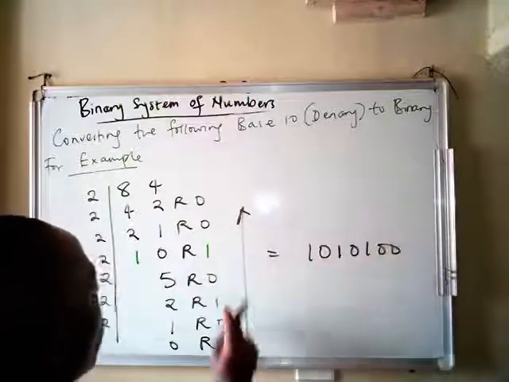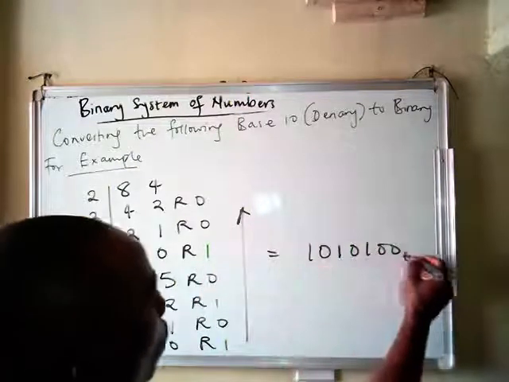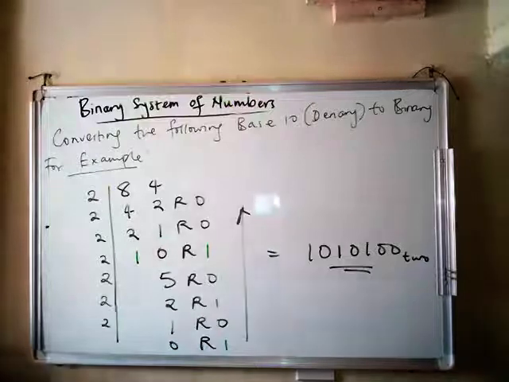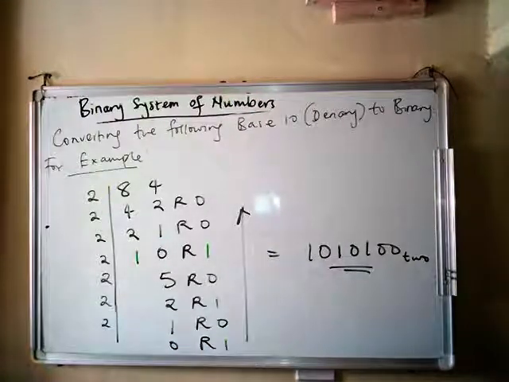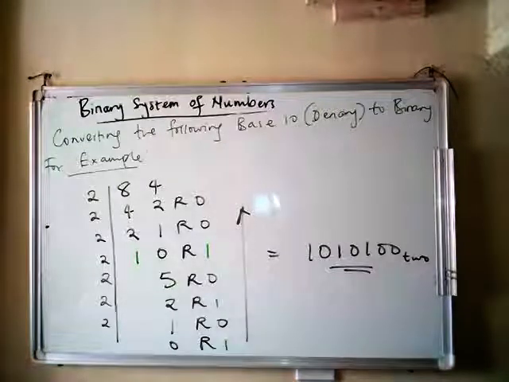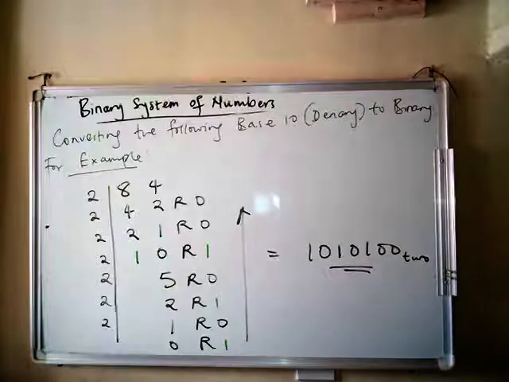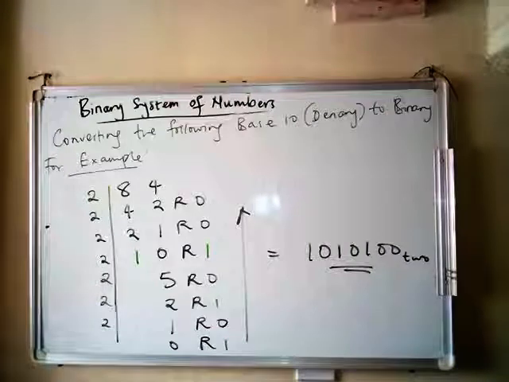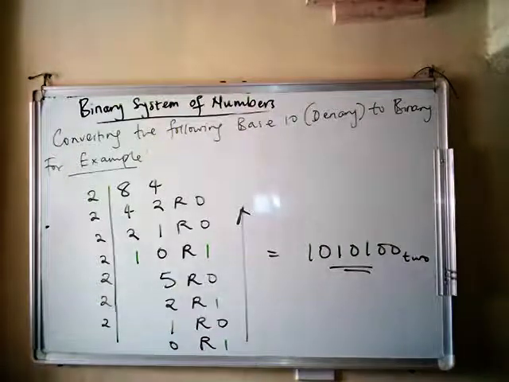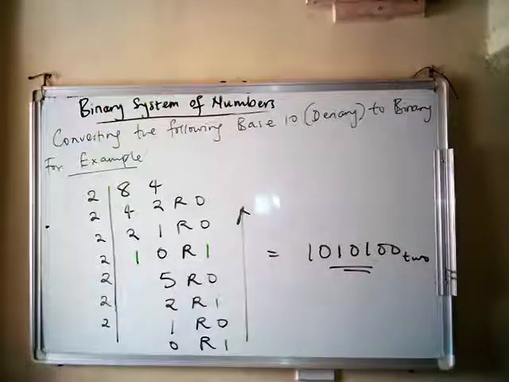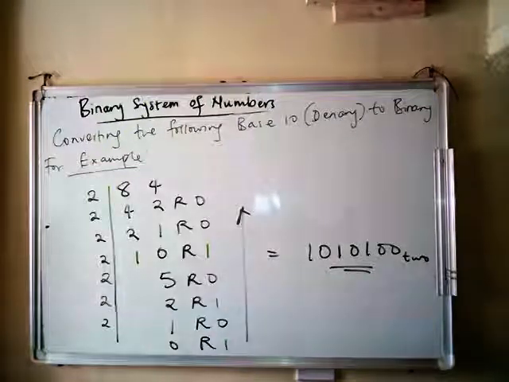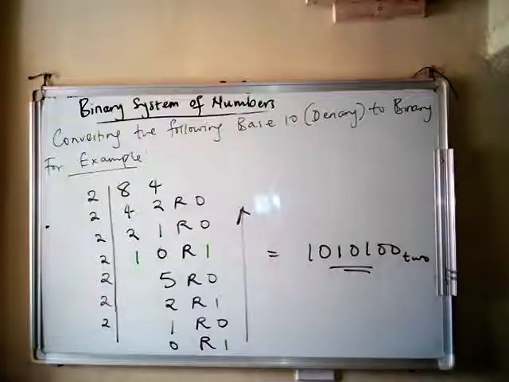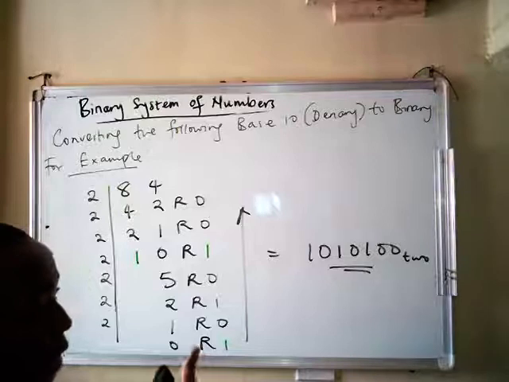2 into 10, 5 remainder 0. 2 into 5, 2 remainder 1. And 2 into 2, 1 remainder 0. And because you have gotten to the least, remainder 1. So it goes up this way. So what you have is 1 0 1 0 1 0 0. Your base 2. Alright. So I think that is as simple as that, as long as you are converting to base 2 or your binary.